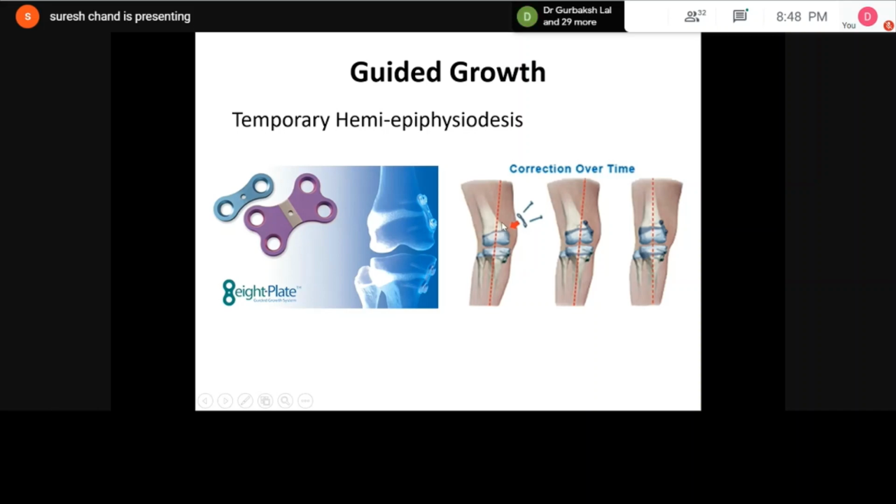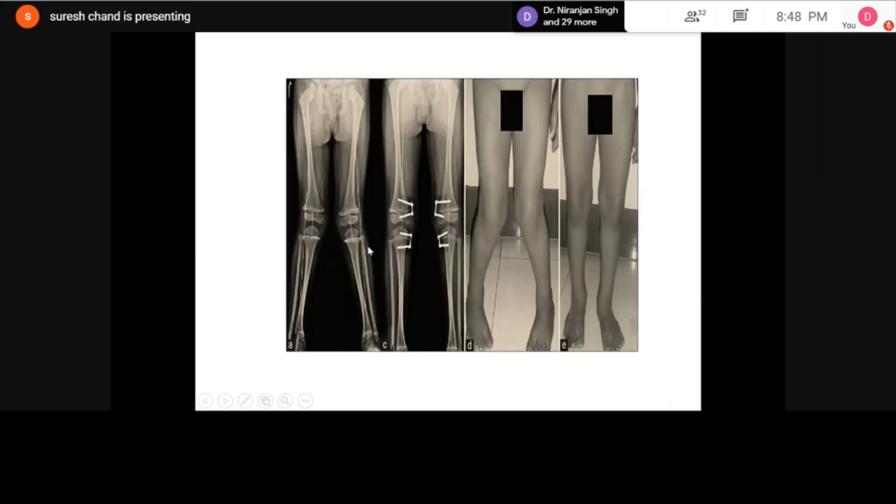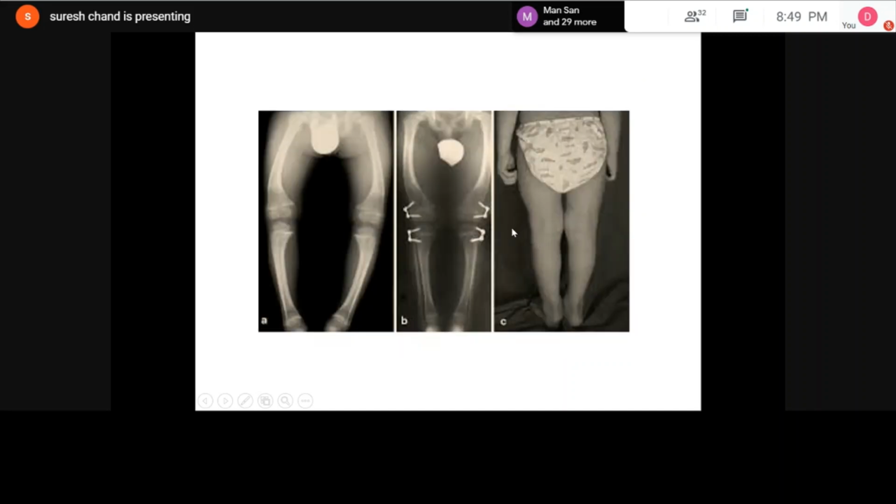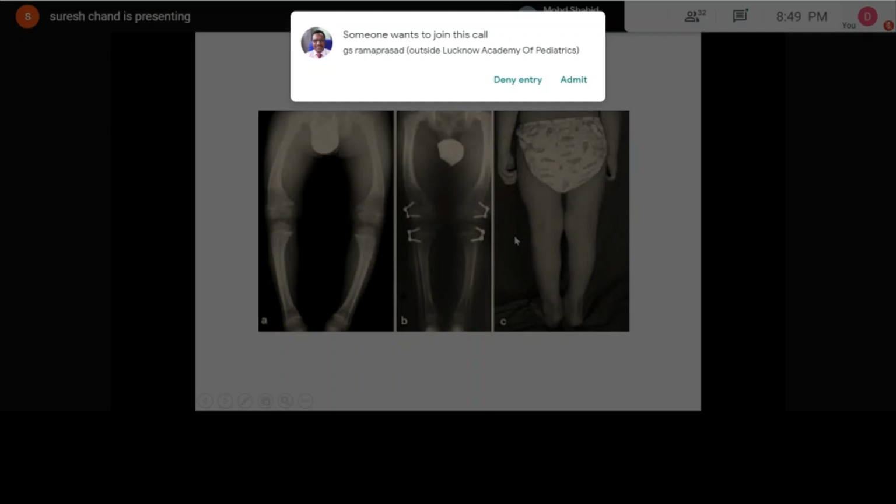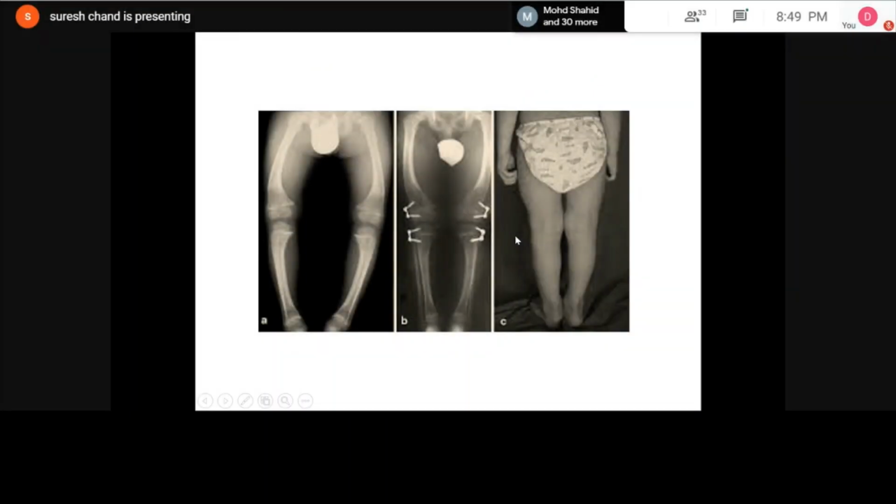In the case of genu valgum, we'll put a plate on the medial side. It will restrict the growth of the medial side. The lateral side will continue to grow, and gradually over time the deformity will get corrected. These are case examples of using the 8 plate in genu valgum, and it gets corrected over time. This can be used in any form of deformity, varus, valgus, or any flexion or extension deformity. The concept is the same: to restrict the growth of the side which is overgrowing.